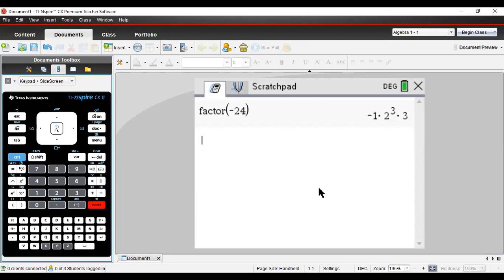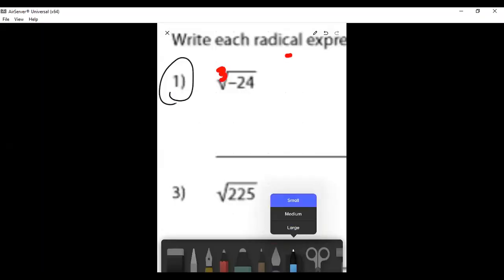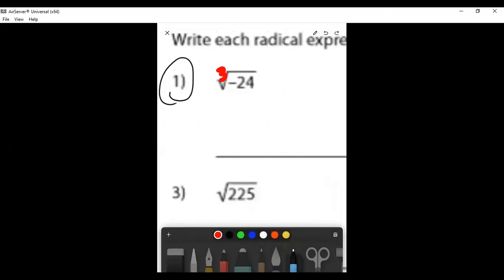So I'm going to go back to my iPad and make a little change. I'm going to take this -1 and put it with the 2. Then I'm going to show you what we're going to do. So let me go to my iPad. I want to make this thinner now. So a -24 is the same thing as a -1 times 2 to the third power times 3.